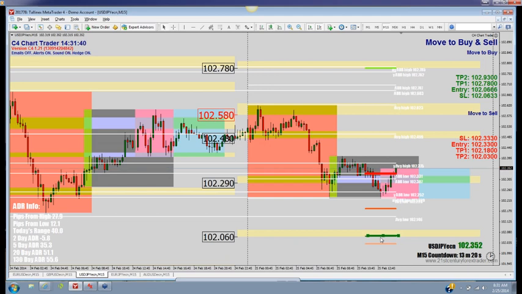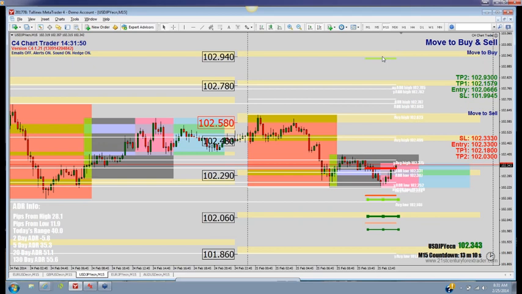$102.06 right here. Move our stop loss down. Get our take profit. And get our take profit here. Move to buy. There we go. All right.